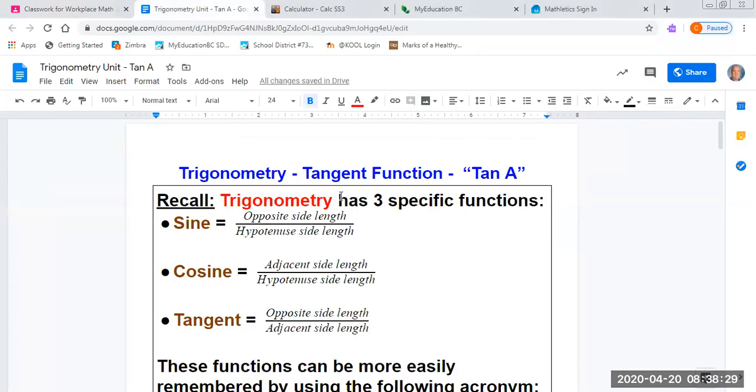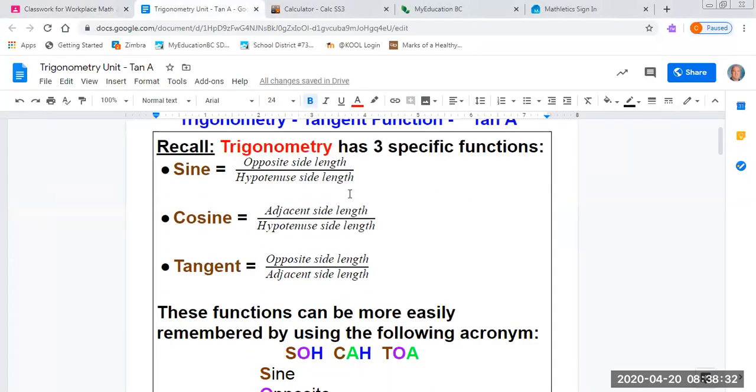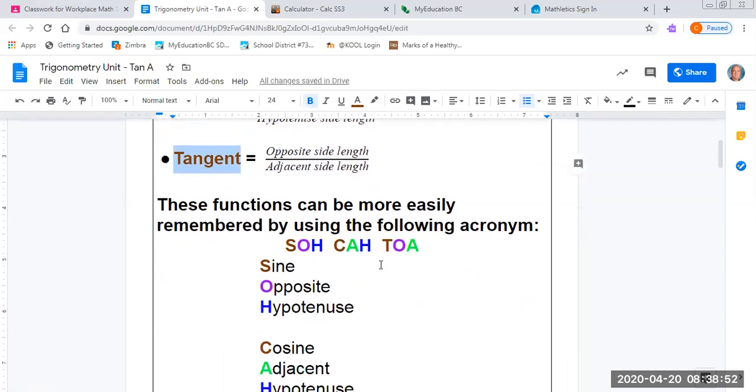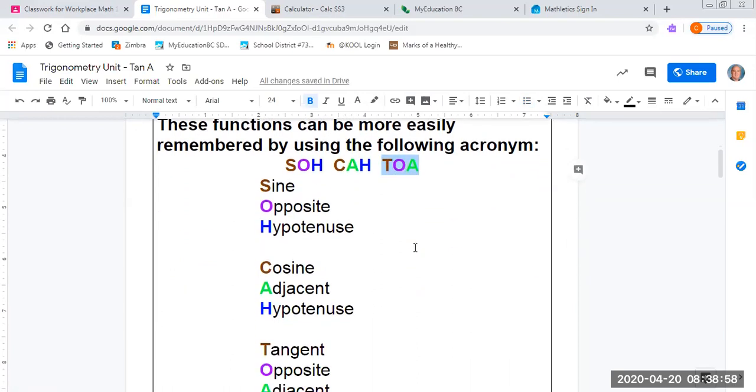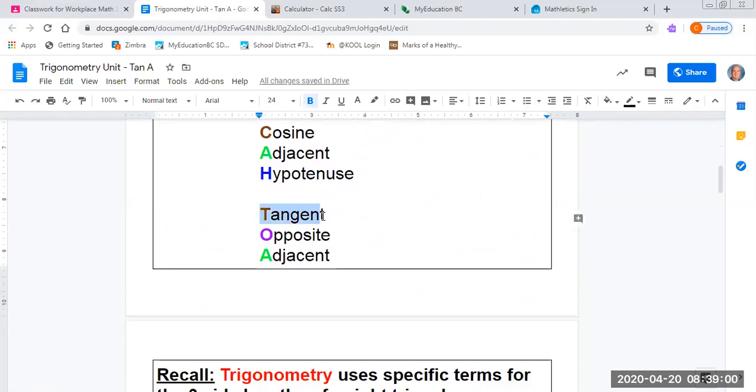The first thing that we want to remind ourselves of is the three different functions that we have in trigonometry. We have the sine function, which once again is opposite over hypotenuse. We have the cosine function, which is adjacent side length over hypotenuse side length. And today we're going to look at the tangent function, which is opposite side length over adjacent side length. So in that acronym that we've been learning, we are looking at TOA today, which basically stands for tangent is opposite divided by adjacent.